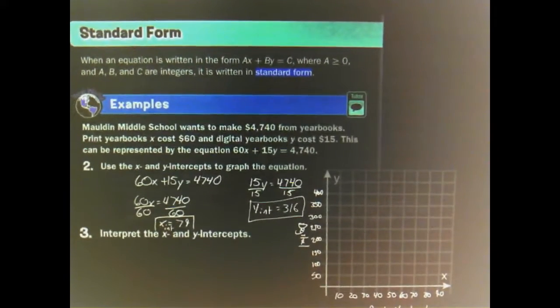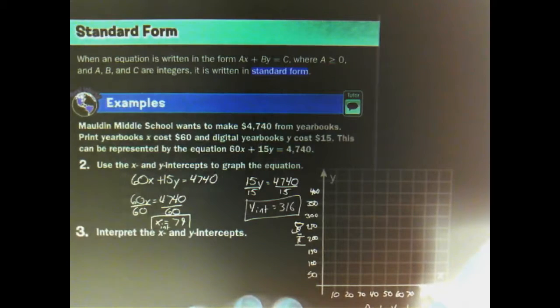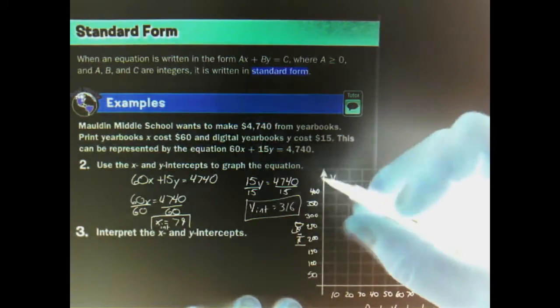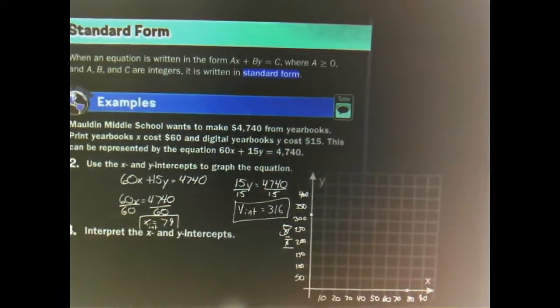So now, example number 3 is a very important question here. It says interpret the x and y intercept. So first, let me graph these. The x-intercept was 79, just about 80, and then the y-intercept was 316, just a little bit over 300.